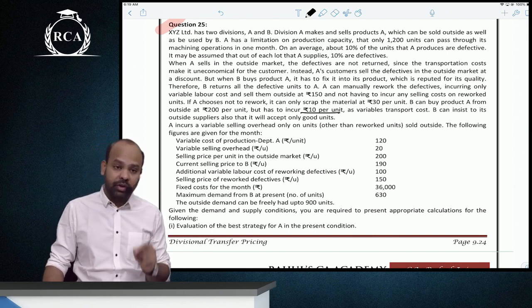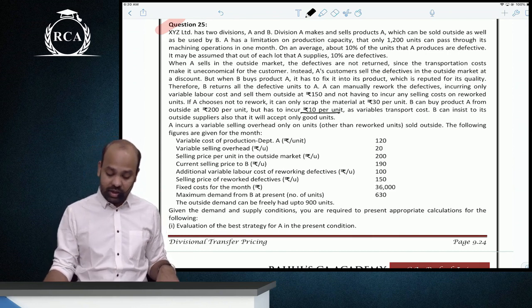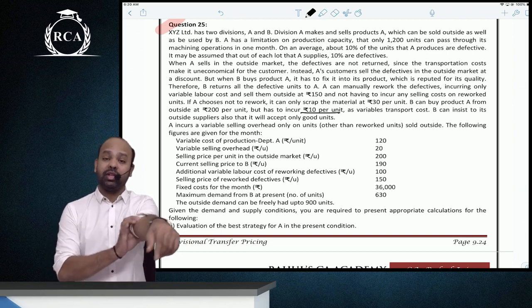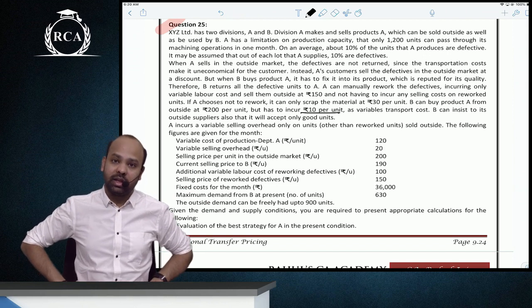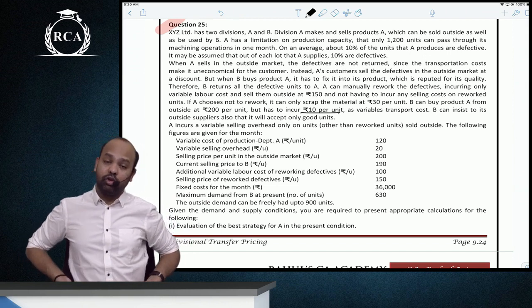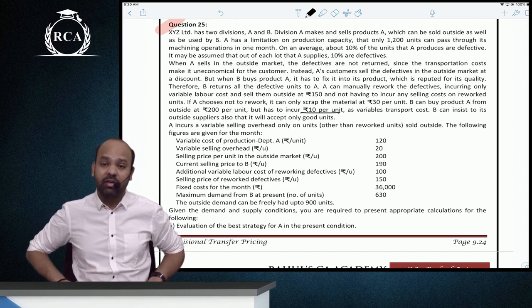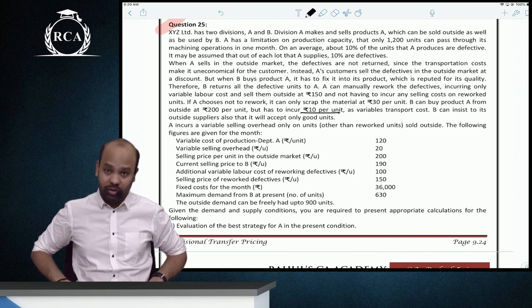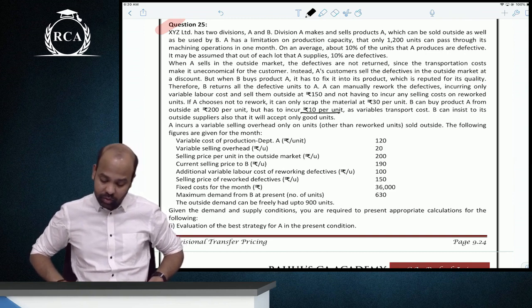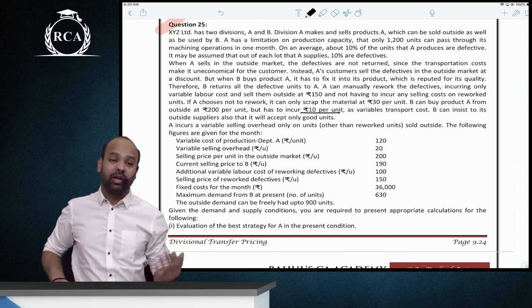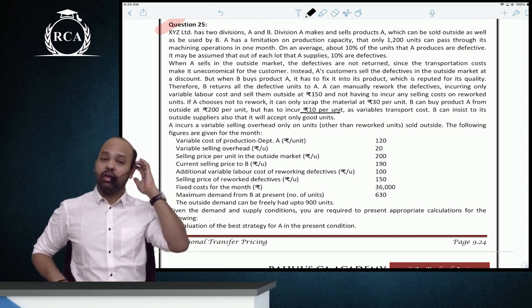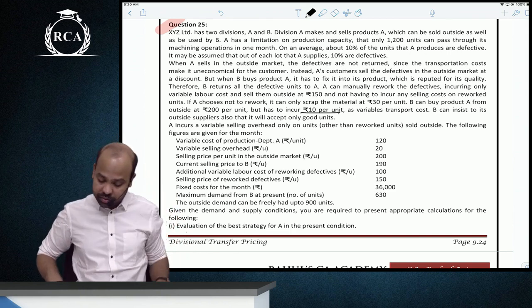But when division A transfers to its own division B, guys, defectives would be returned. So with those defectives we have two options. Either we incur a certain amount of labor on it and sell those defectives at 150 rupees per unit, or scrap the material at only 30 rupees per unit. We will see which among these is a more viable option.